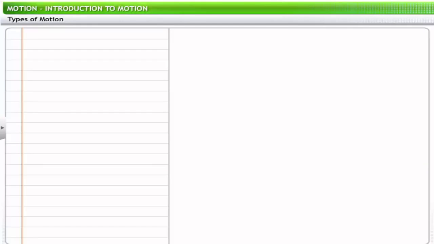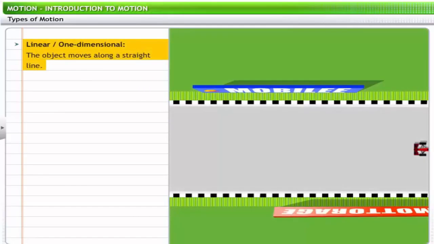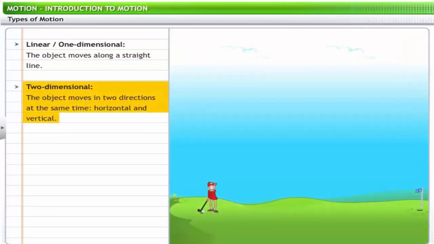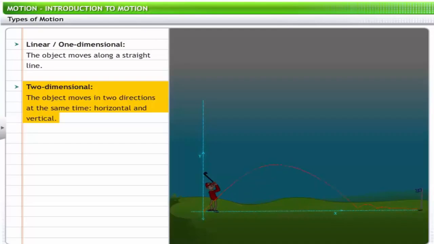Motion of objects or bodies can be one-dimensional or linear, two-dimensional, or three-dimensional. One-dimensional or linear motion involves an object moving along a straight line or in a specified direction. For example, cars moving along a straight path in the circuit exhibit linear motion. In two-dimensional motion, in a given plane, an object moves in two directions at the same time. For example, a golf ball, when hit, flies off making a large parabolic path over the golf course. It travels in two dimensions or directions at the same time, horizontal and vertical.